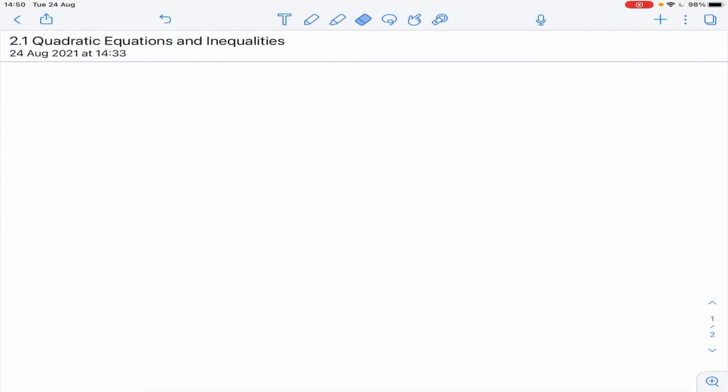Everyone. Today we'll be going through chapter 2.1 of quadratic equations and inequalities. So the first thing we'd like to do is to learn how to use two methods to solve quadratic equations. The first method would be the completing the square method. And the second method will be using the formula for quadratic equations. Let's look at an example together to illustrate this.